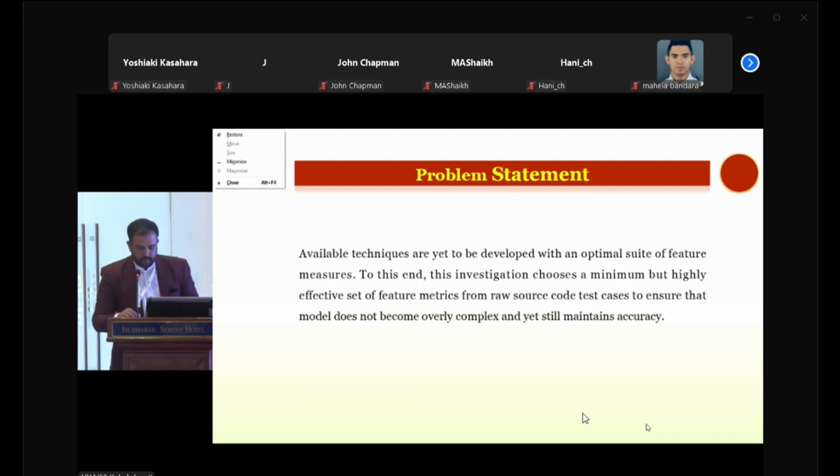Here comes the problem statement. As software becomes more complex, there is an associated rise in the expected number of potential bugs that might slow down fast application development cycles or cause problems in future stages. However, this problem can be addressed by using bug prediction based on feature metrics. Nevertheless, available techniques are yet to develop an optimal suite of feature measures. To this end, this investigation chooses a minimum but highly effective set of feature metrics from raw source code to ensure that the model does not become overly complex and yet maintains accuracy.